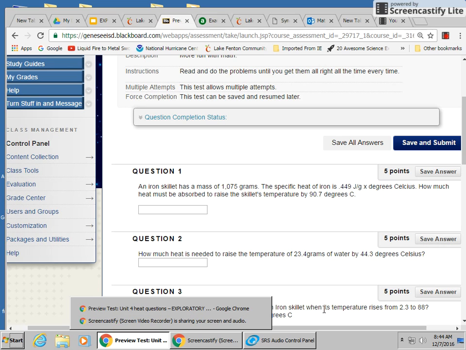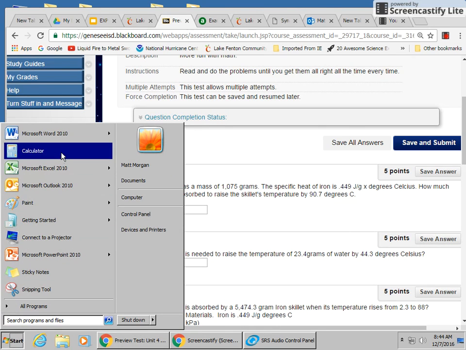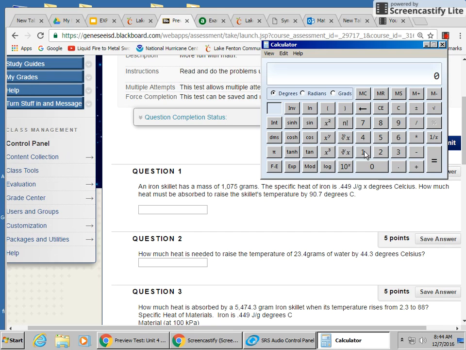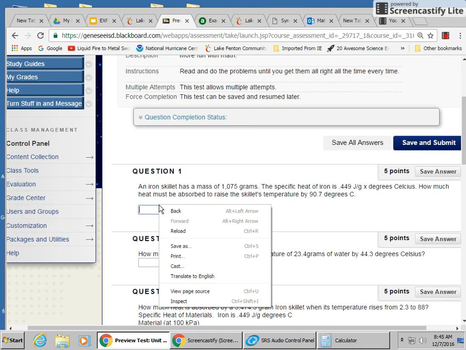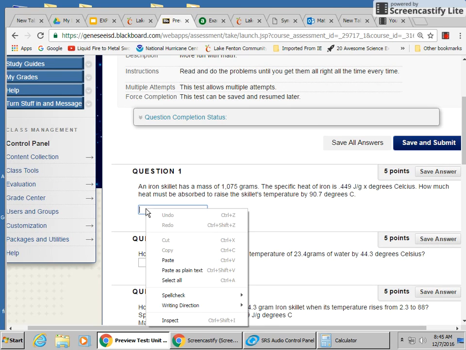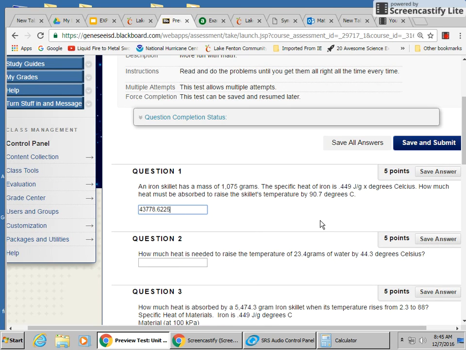So if we're looking at this, all we have to do is take our M, which is 1075, times C, 0.449, times 90.7, edit, copy, and just paste that in there. And you can round to the second decimal. So that's how much heat's required.